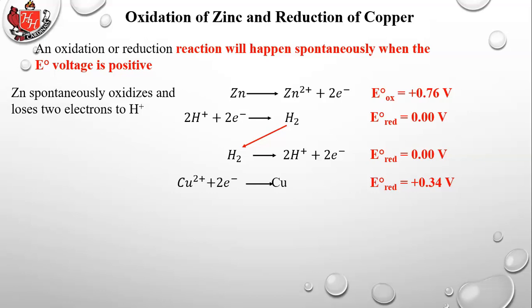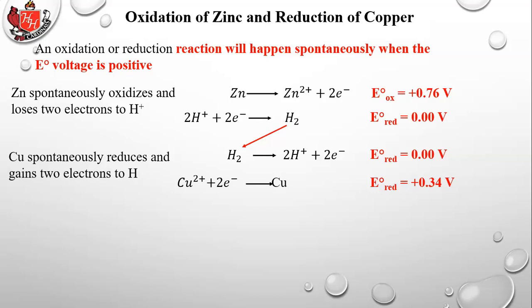Now we're going to look at the copper. Copper naturally wants to be reduced, copper ions. So you have copper 2+ ions. They take in 2 electrons and become a neutral copper atom. Again, go back and review our electrochemical cell a couple of lessons back, and that's what we talked about. So what it says here is copper spontaneously reduces and gains 2 electrons from hydrogen.